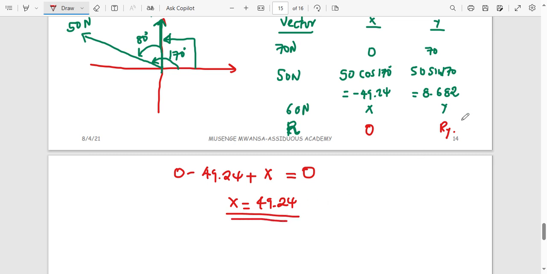But I don't know the y component. So how can I find the angle if I don't know the y component? It's hard, right? It's very hard. But remember this x that we have found is for this force here. We know that the x component of a force is equal to that same force times cosine of the angle. So the x component of the force we have found, 49.24, is going to be equal to that same force, which is 60, cosine the angle. But we don't know the angle. That's what we're trying to find, theta.